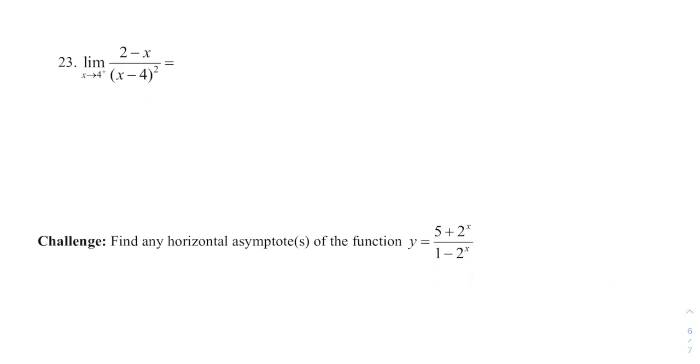4 from the right. Okay, so let's plug in 4 this time to see if it works. And you get 2 minus 4 over 4 minus 4 squared, which is negative 2 over 0, which does not exist. That does count. That is the right answer.